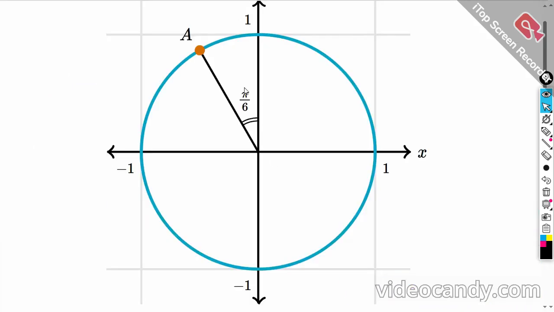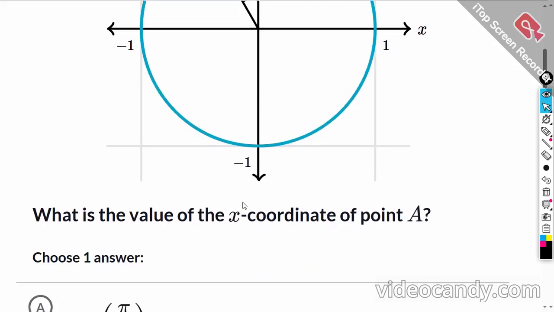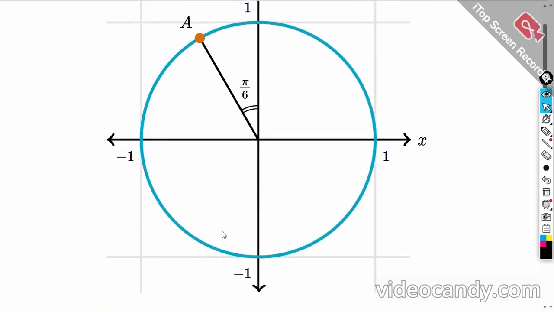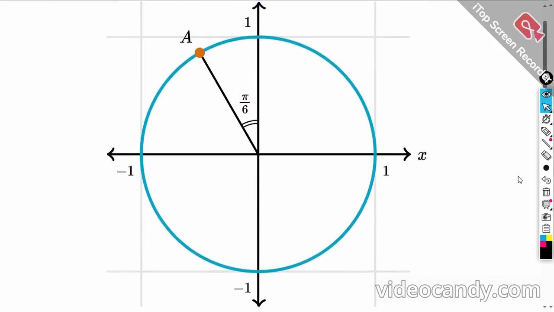All right, so here we have pi over 6 for just this angle right here. And they want to know the x-coordinate of point A. Well, let's see. We have to measure that angle now. All right, it starts here. And if we measure from here, that's going to be 90. This angle right here is 90, and that's going to be plus this one right here, pi over 6.